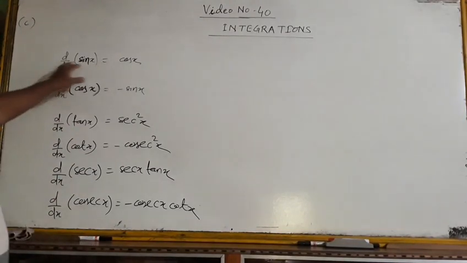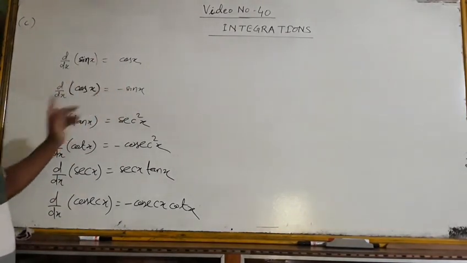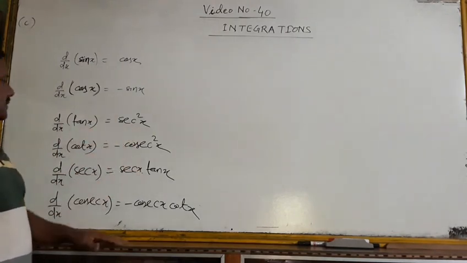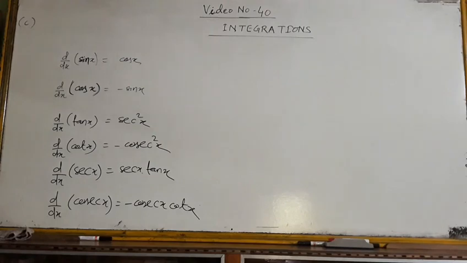Now, the derivative of sin x is cos x, minus sin x, tan x is sec square x, cot x is minus cosec square x, and integration of sec x tan x is sec x, and cosec x cot x is minus cosec x.